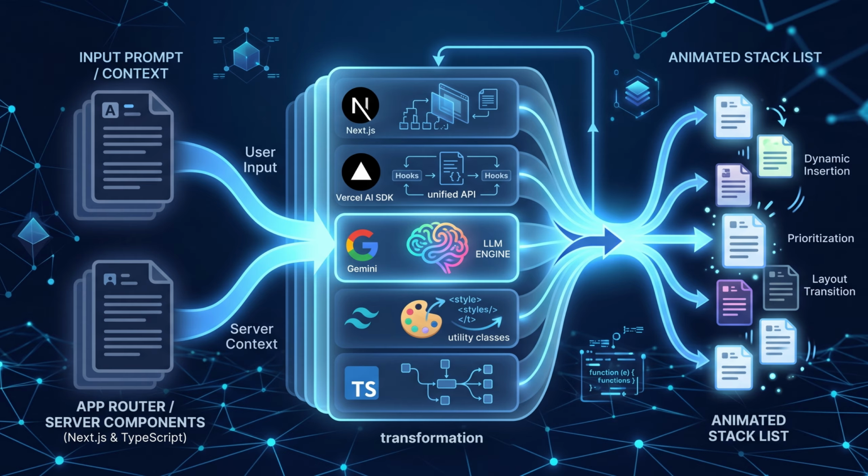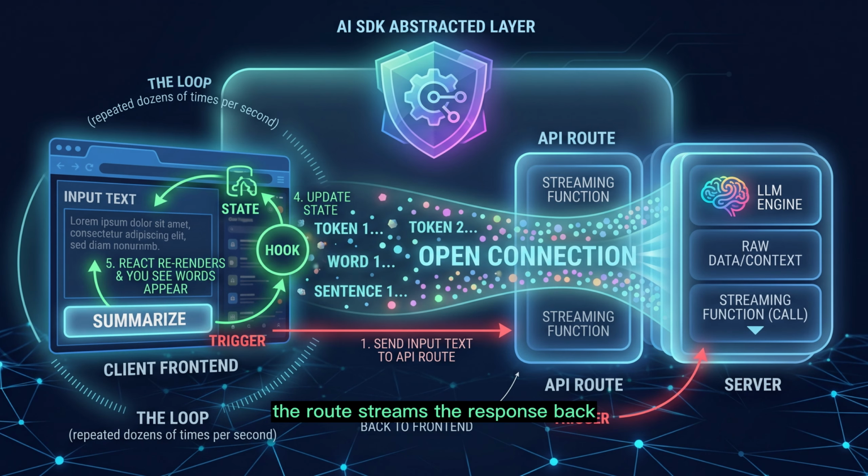So when I click Summarize, the input text gets sent to our API route. The route streams the response back. The hook on the front end catches each new piece of text and updates the state. React re-renders, and you see the word appear on screen. That loop, repeated dozens of times per second, is what creates that live typing effect.